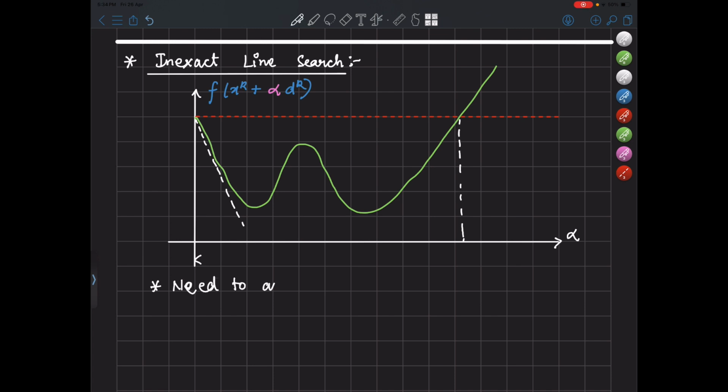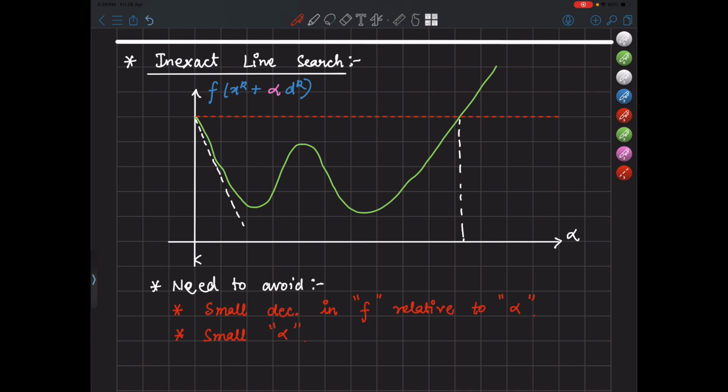Need to avoid small decrease in function value related to step length, small decrease in f relative to alpha, and second, the second learning, that we need to avoid small alphas, small step lengths. Okay, these two things we need to avoid.